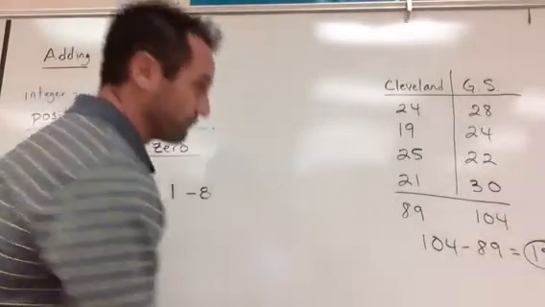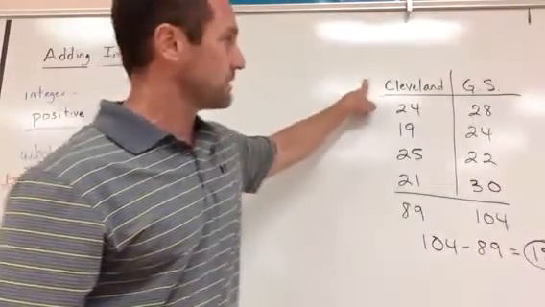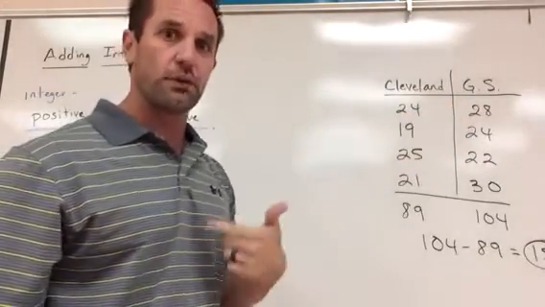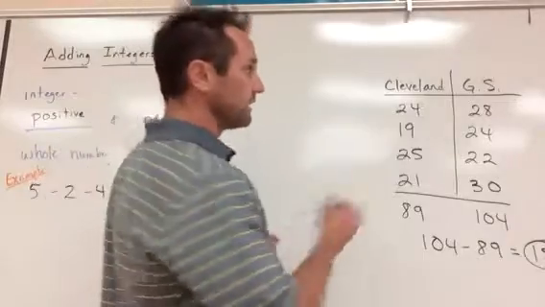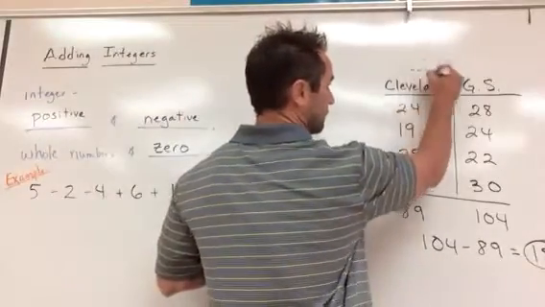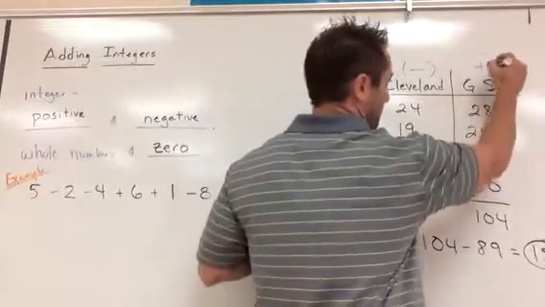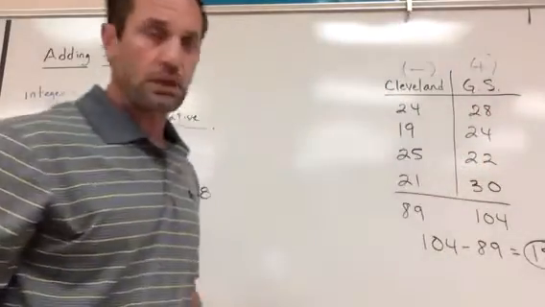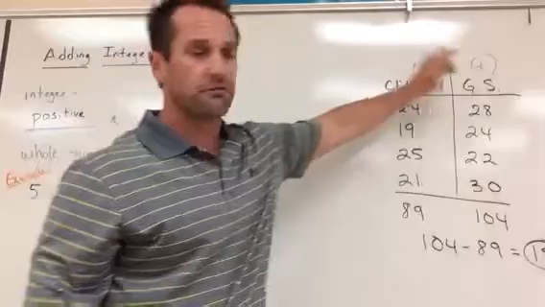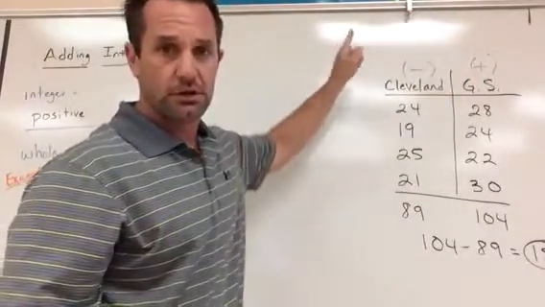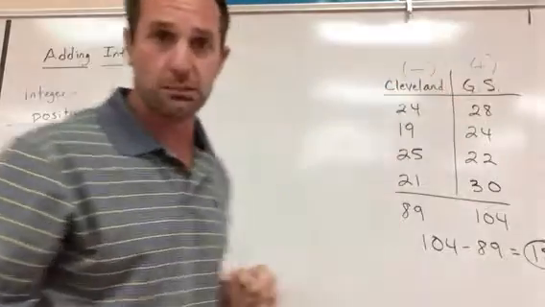Okay? And this right here is how we're going to help you add integers. Instead of talking about Cleveland and Golden State, we're going to name these with the teams that we have in math. One of the teams is going to be the negative team. The other team is going to be the positive team. So I'm going to take all this information, and instead of dealing with Cleveland and Golden State, I'm going to deal with the negatives and the positives.